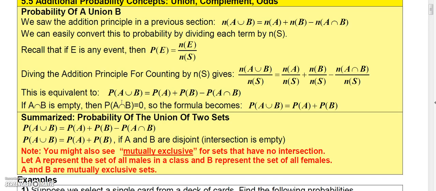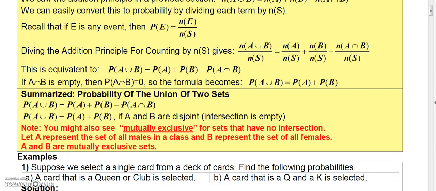You can read the explanation of how I got the formula for the probability of A union B, but I'm not too concerned about developing it for you. I just want you to see that this is the formula that you can use. It's just like the addition principle for counting, except this is for probabilities. So the probability of A union B is the probability of A plus the probability of B minus the probability of A intersect B.